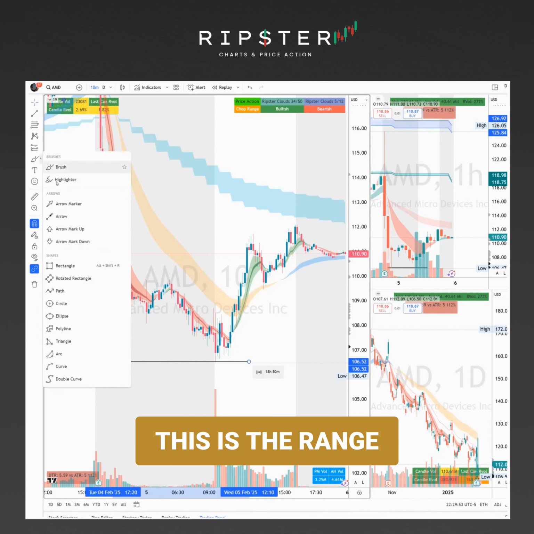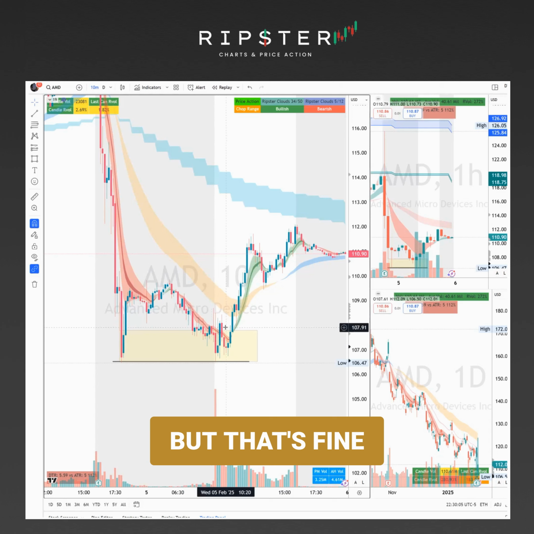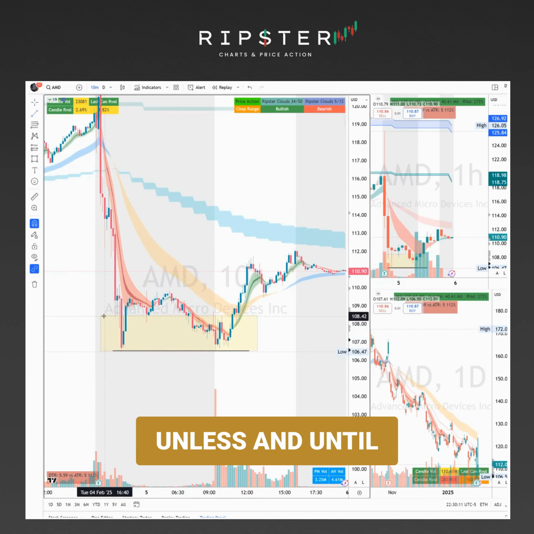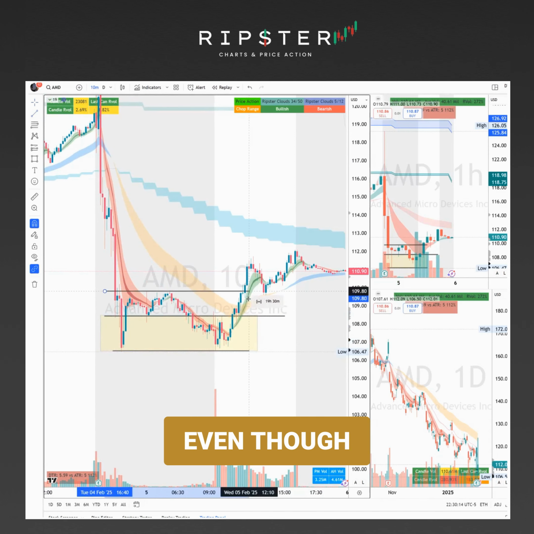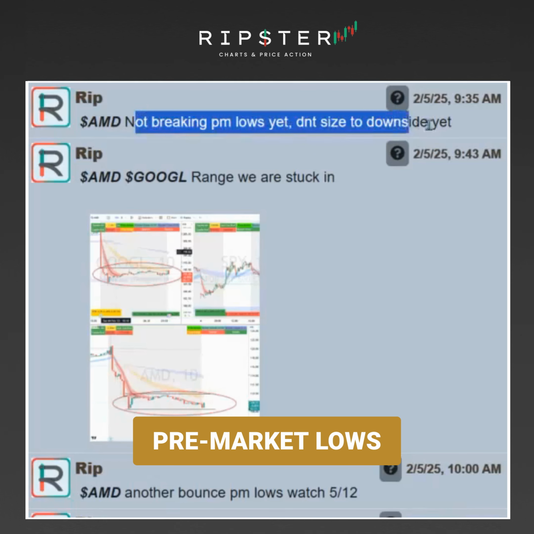Because you see, this is the range. We are not breaking down, we're not breaking up. So that was a $1.50 loss, but that's fine because we are trying to see what kind of price action we're going to get. The stock was not going to move unless and until it got out of this range. Even though we shorted, we knew that we are not going to size. Look what I'm saying. Not breaking pre-market lows, do not size yet.